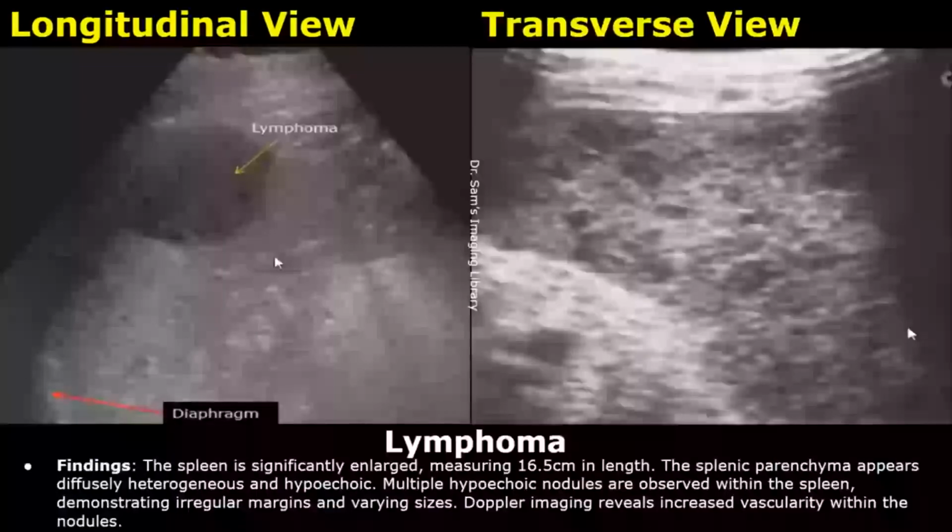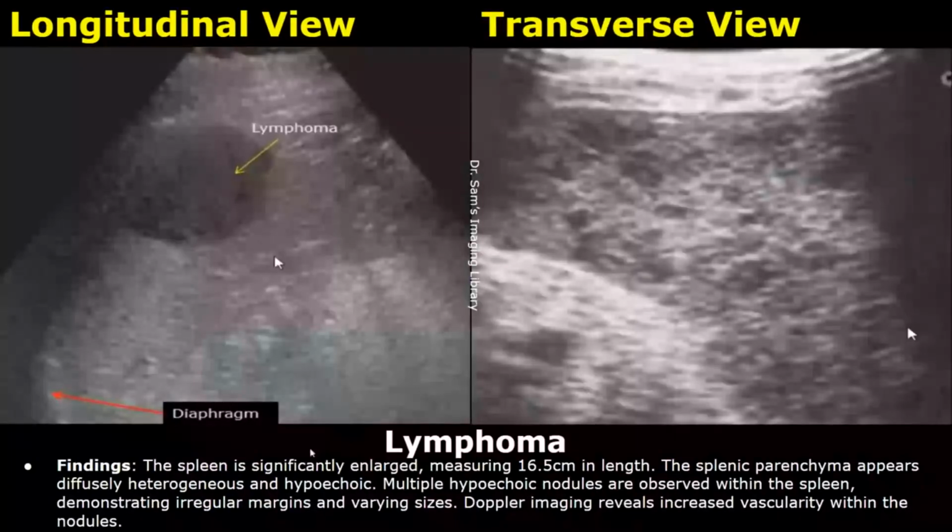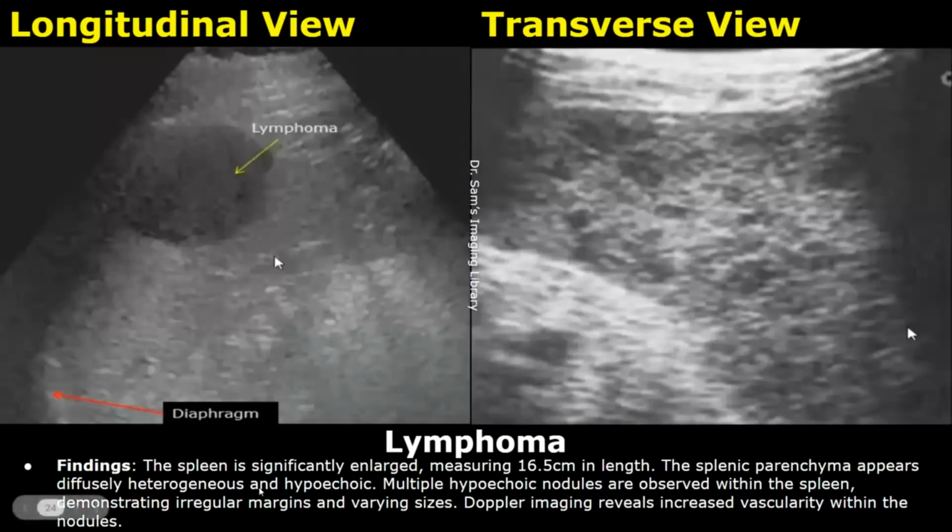Here is a case of lymphoma. The findings include an enlarged spleen. The splenic parenchyma is diffusely heterogeneous and hypoechoic. Multiple hypoechoic nodules are observed within the spleen, which demonstrate irregular margins and varying sizes. Doppler imaging reveals increased vascularity within the nodules.